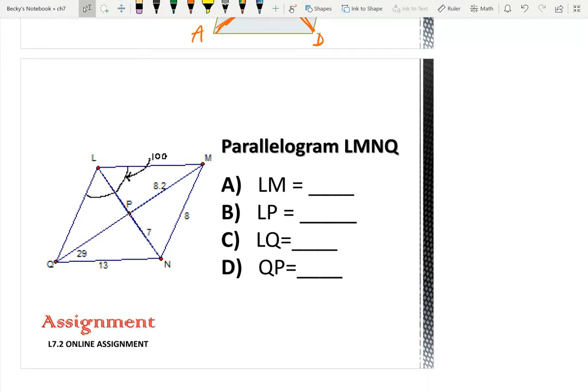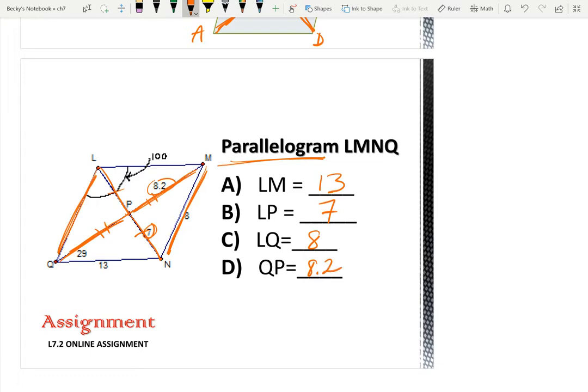All right, let's go through this. LM. All right, so this is pretty easy. So here's LM, and we know this is a parallelogram, right? So opposite sides are equal, so that means this is 13. LP is here, and we know that these diagonals actually bisect each other. So those are equal, so L to P is the same as this one here, so it's 7. LQ is the same as its opposite side, so it is 8. And QP here is the same as this one here, so it's 8.2.